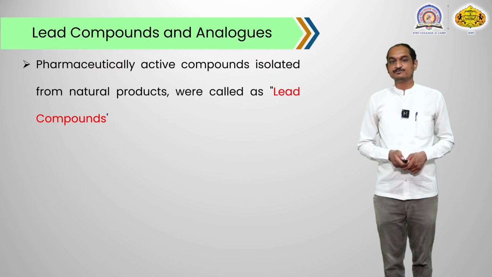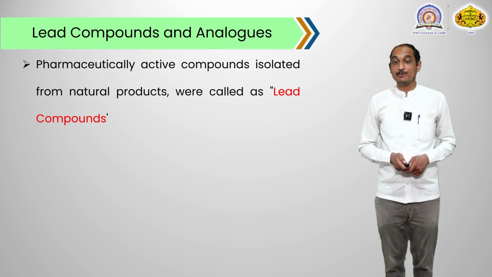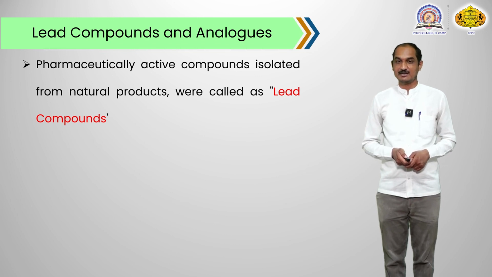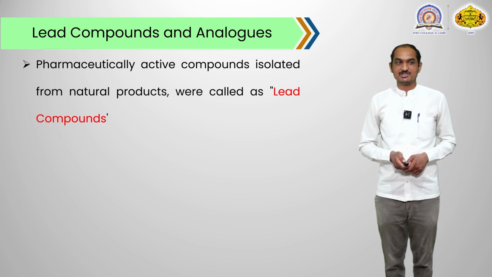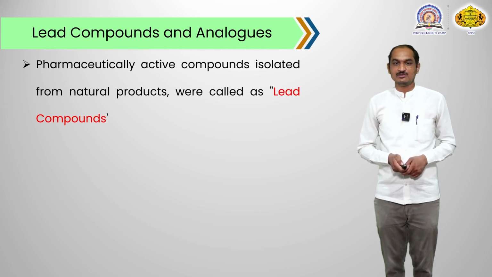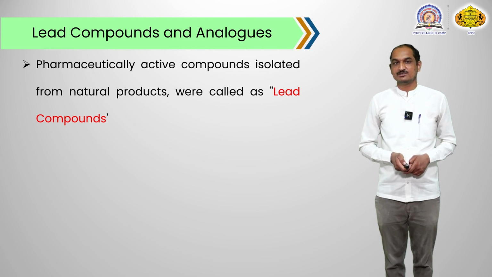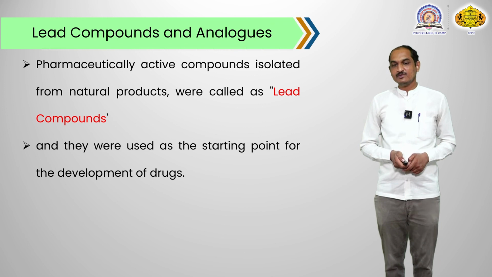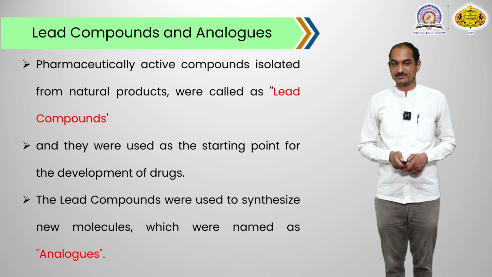Okay, so the pharmaceutically active compound isolated from natural products is called a lead compound. This is a simple definition and in examination this definition is asked for 1 mark. The pharmaceutically active compounds isolated from the natural product were called lead compounds, and they were used as a starting point for the development of new drugs.